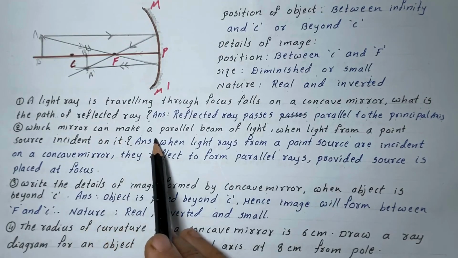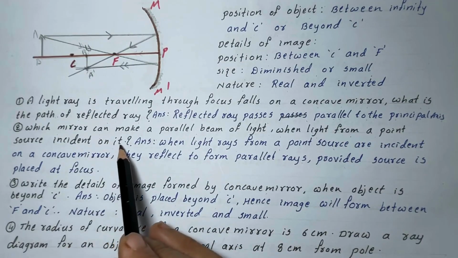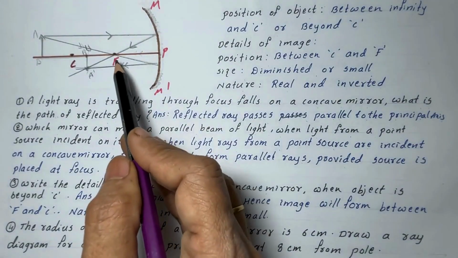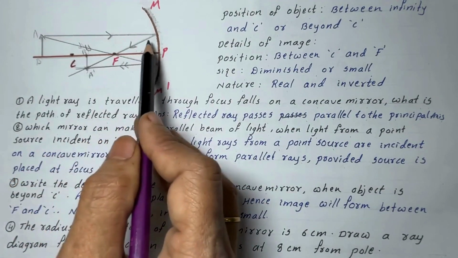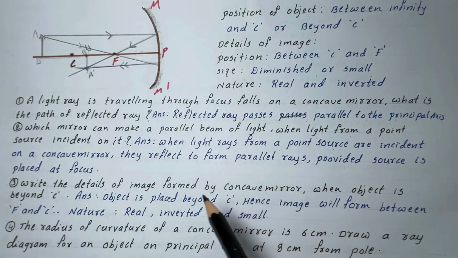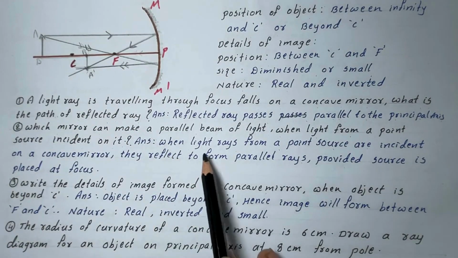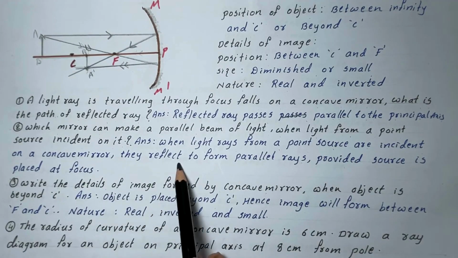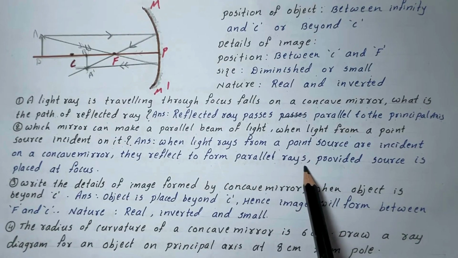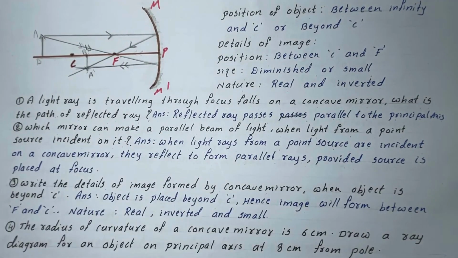Which mirror can make a parallel beam of light when light from a point source is incident on it? We know that if the ray is passing through the focus, then the reflected rays pass parallel to the principal axis. To obtain the parallel beam, we have to keep the source at the focus. So our answer is: when light rays from a point source are incident on a concave mirror, they reflect to form parallel rays, provided the source is placed at the focus.